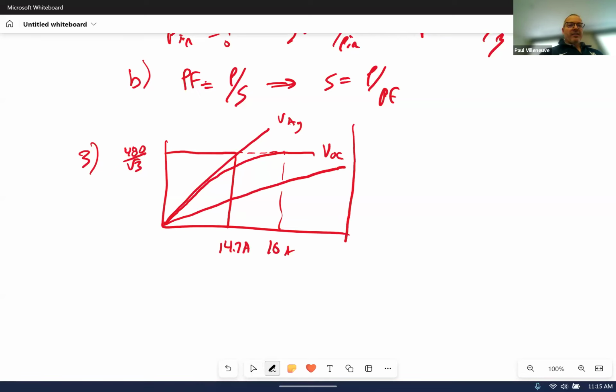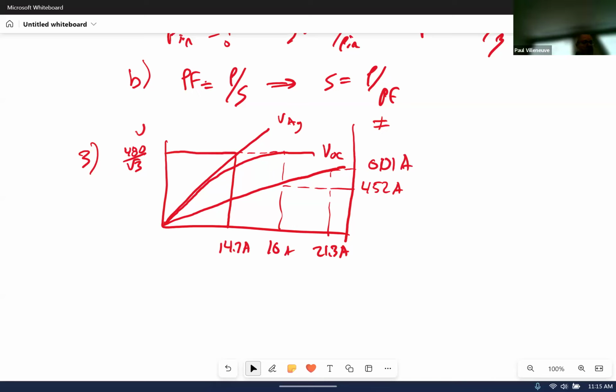is a different axis, right? This is my voltage axis. This is my current axis. So this says at 16 amps of current, I've got 452 amps. And at 21.3 amps, I've got 601 amps. So now it says calculate X sub U.